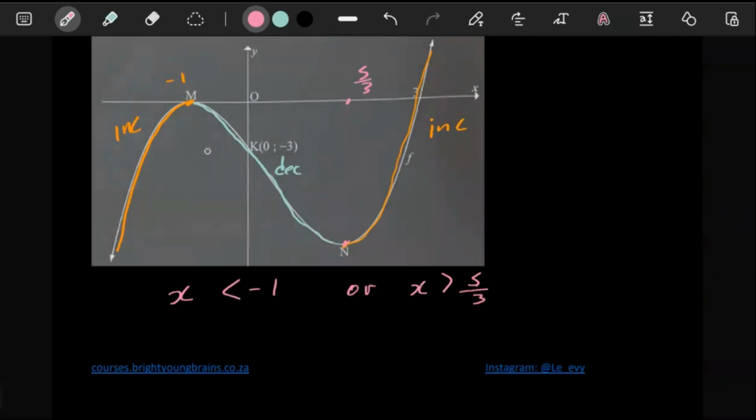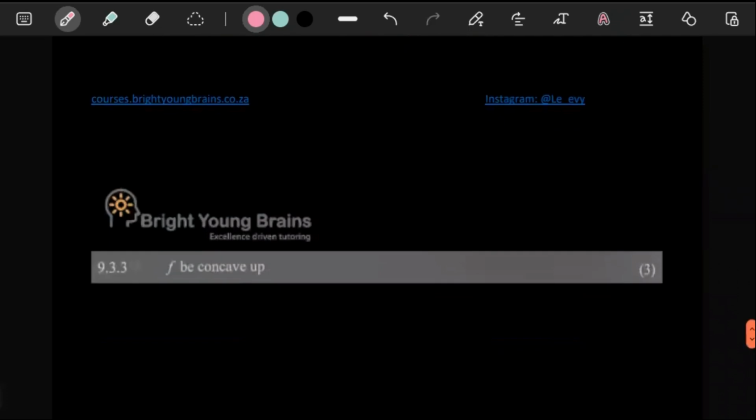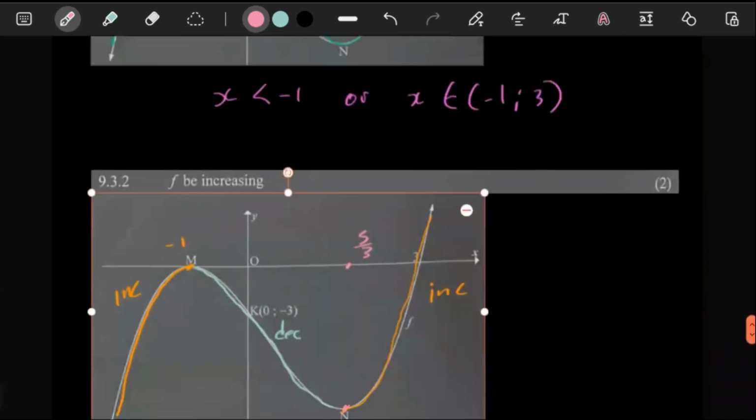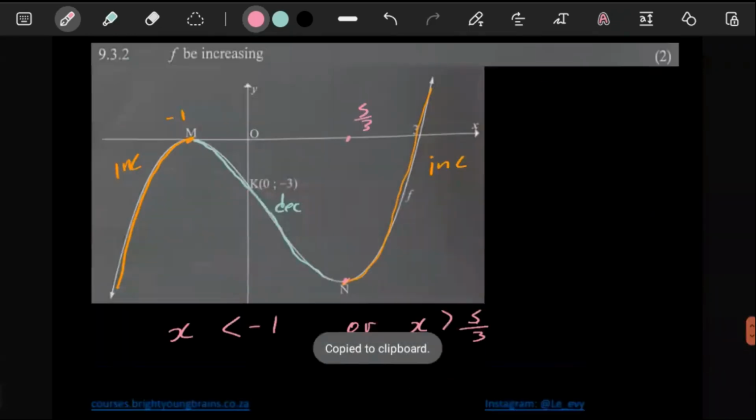That's why here we just say x has to be smaller than -1, and then our x values have to be bigger than 5 over 3. Good. Concaved up. Where's the graph concaved up? Another question that needs us to use a sketch.